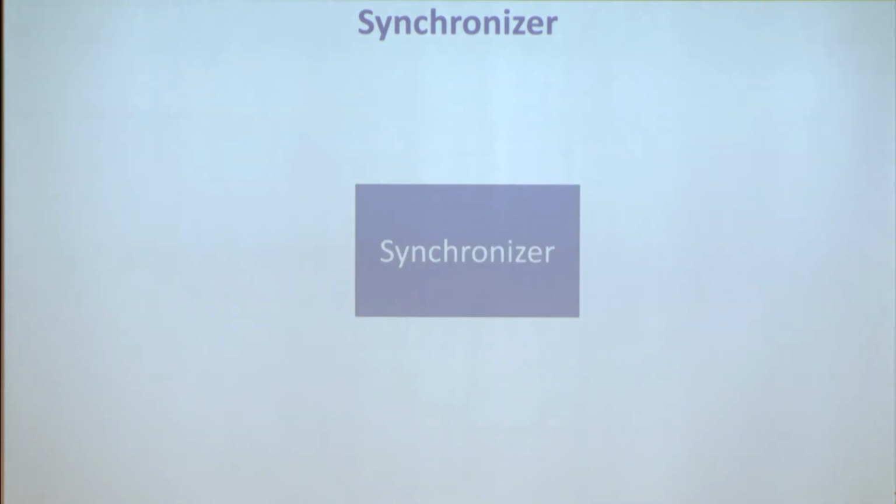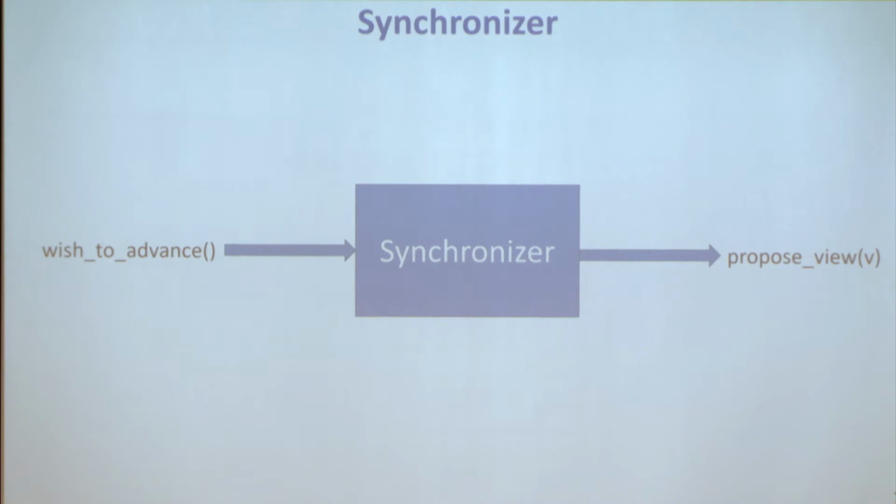We delegate this view synchronization to a local task called a synchronizer, which we envision as a black box that has a single output and input. The output is propose(V), so when your synchronizer signals you propose(V), you immediately start executing view V. It also has an input which we call wish to advance. This is used to tell your synchronizer that you want to move to the next view in the consensus protocol. It can be for a variety of reasons, but this is used to signal when you're in view 7 and you want to move, for example, to view 8.